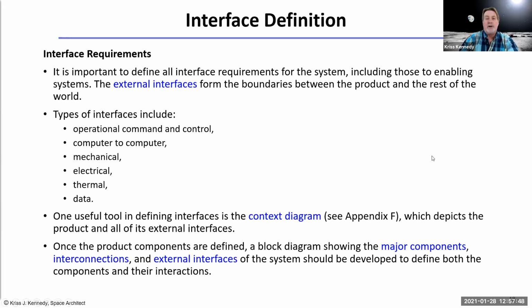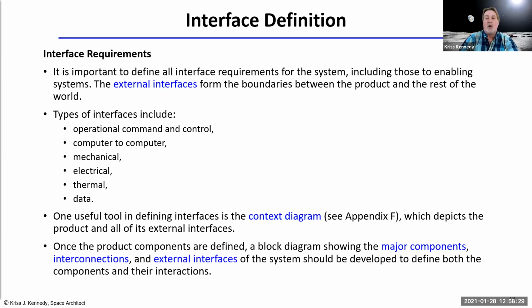So one useful tool in defining interfaces is a context diagram, and that's in Appendix F of the NASA Systems Engineering Handbook, which depicts the product in all of its external interfaces, and it could be internal as well. Once the product components are defined, a block diagram showing major components, interconnections, and external interfaces of the system should be developed to define the components or interactions. And this could be done in a number of ways. One typical way is an N-squared diagram, where you have all the system components and you look at them individually. Do I have an interface? Do I have a need?